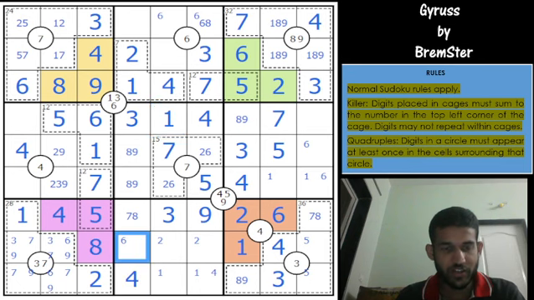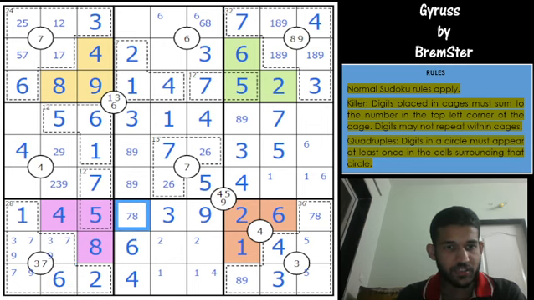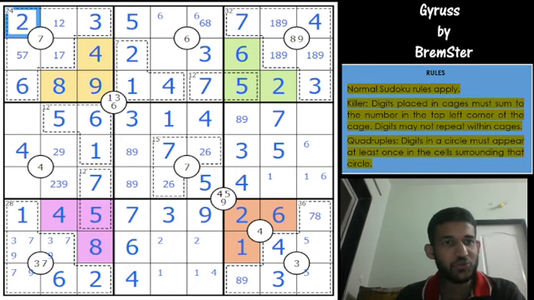So that's the 4. That's the 6. 6 is removed from here. And now 6 in this box has only one option. 6 goes here. Okay, so 1, 2, 3, 8, 9, 4 and 6. So this is not 8. So that's a 7. That's a 5. That's a 2. That's a 1. That's a 7. That's a 5.